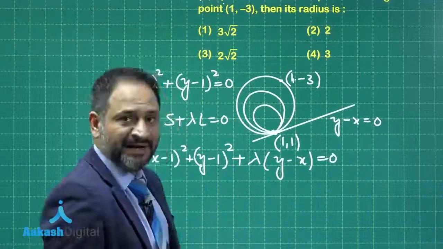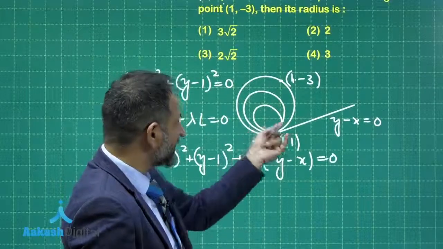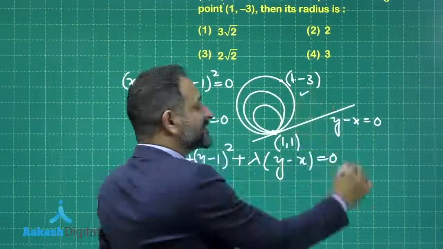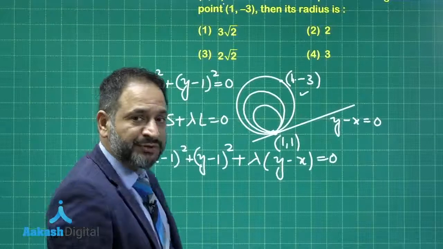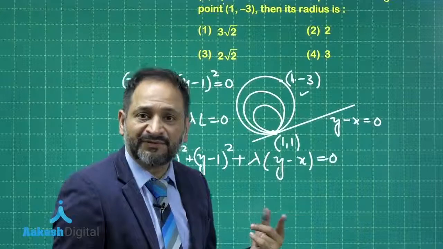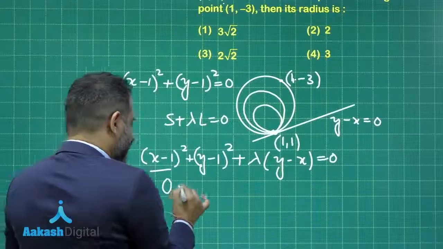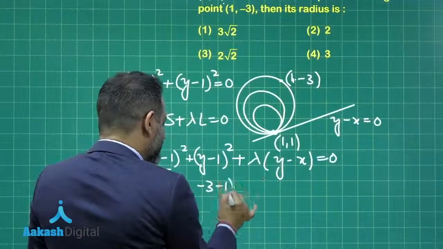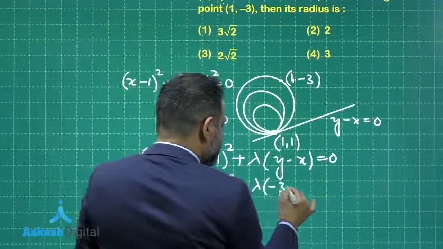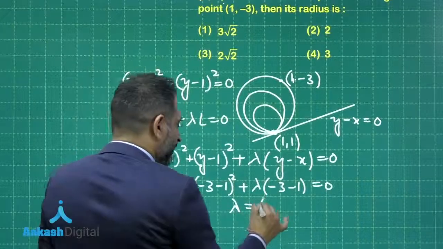Now, we need to find out lambda. You can see there are infinite circles. For a particular lambda you will get this circle, and for different lambda you will get another circle. Now, we need the circle which is passing through 1 comma minus 3. So, we satisfy this point here, and for that we will get a particular value of lambda. Putting 1 comma minus 3 here, this will make it 0, and from here we have (minus 3 minus 1) whole square, and again from here we have minus 3 minus 1 equal to 0. Now, calculating this, you can see lambda equals 4.